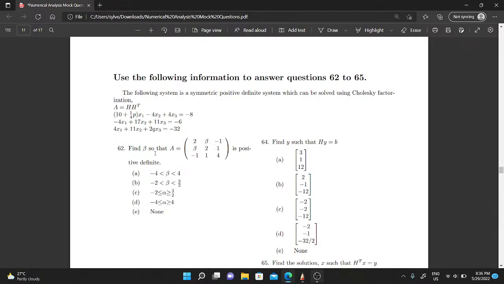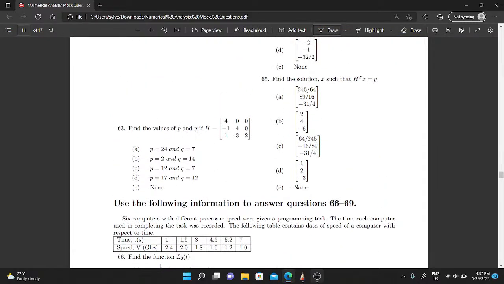I think that find beta so that A equals this is... The determinant of the entire matrix must be greater than 0. When we did that, which I don't want to do, we got our answer as C. Sorry, B. Pardon me. We got our answer as B. Okay. Next question.